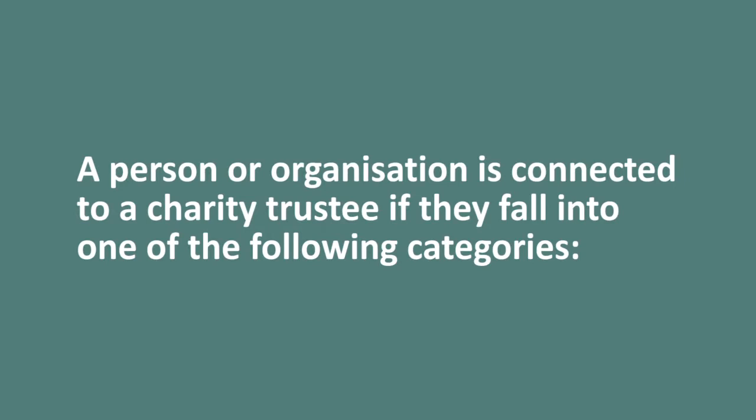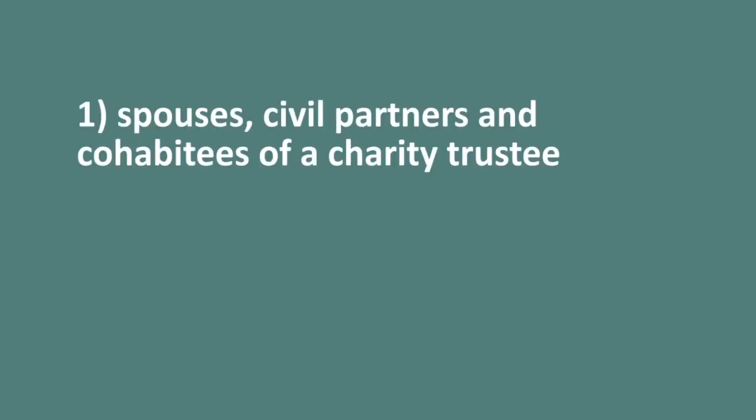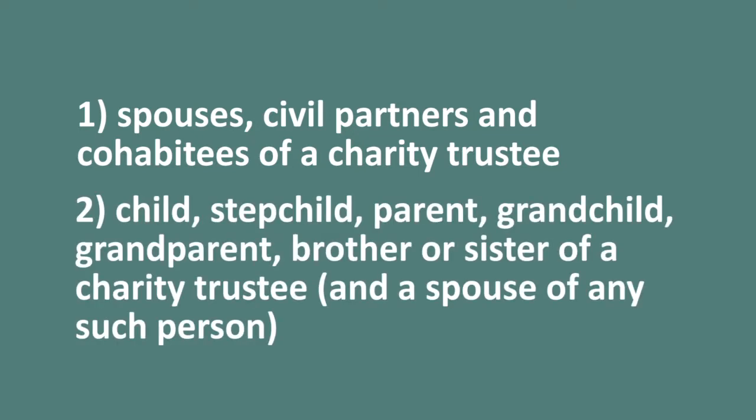A person or organisation is connected to a charity trustee if they fall into one of the following categories. Spouses, civil partners, and cohabitees of a charity trustee; child, stepchild, parent, grandchild, grandparent, brother or sister of a charity trustee, and a spouse of any such person.